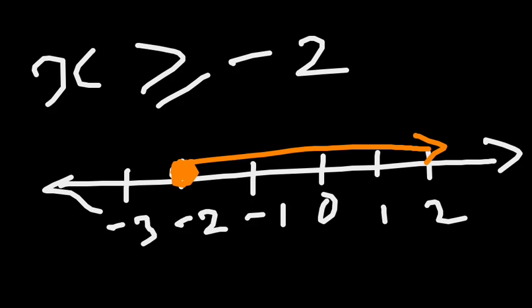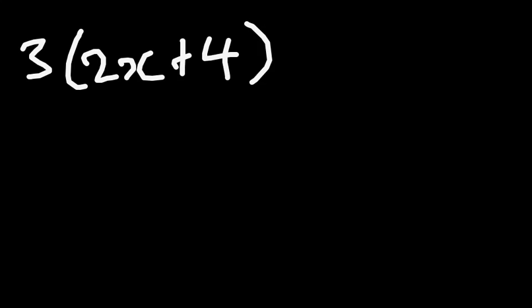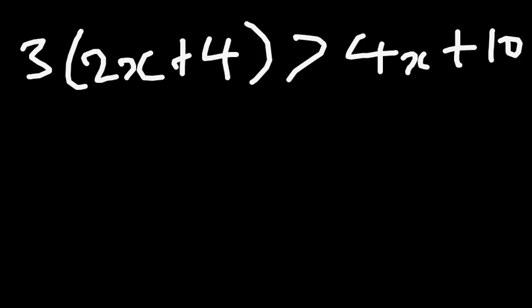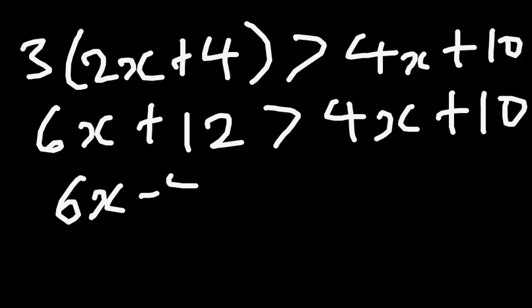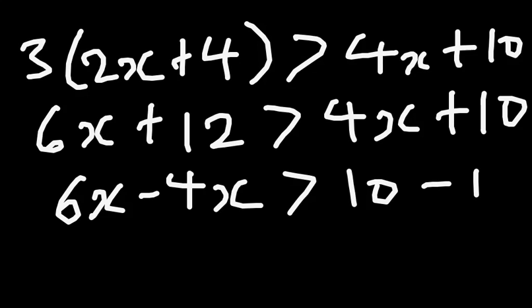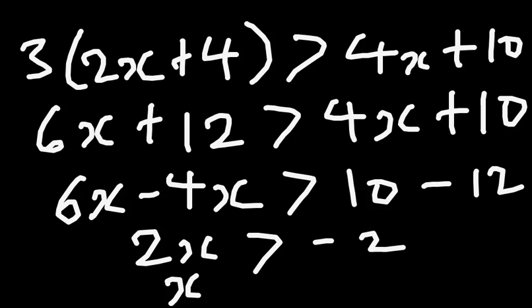Let's deal with one more example. For our next example, we have 3 times 2x plus 4 greater than 4x plus 10. Again, we'll factor this out and give 6x plus 12 greater than 4x plus 10. This will give us 6x minus 4x greater than 10 minus 12, and this will give us 2x greater than minus 2. So x greater than minus 1.